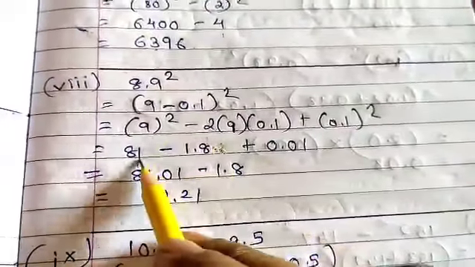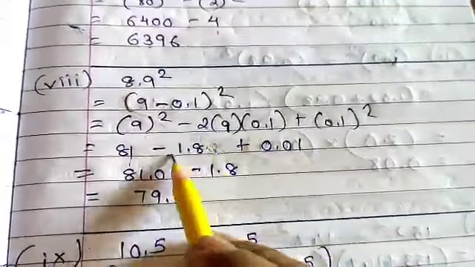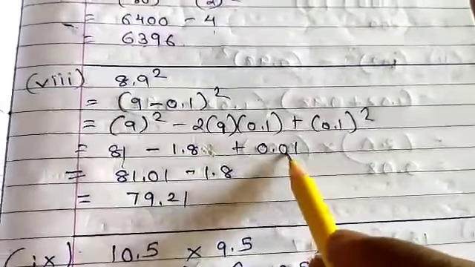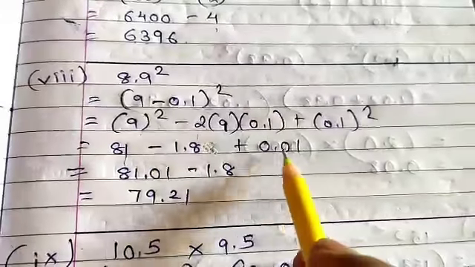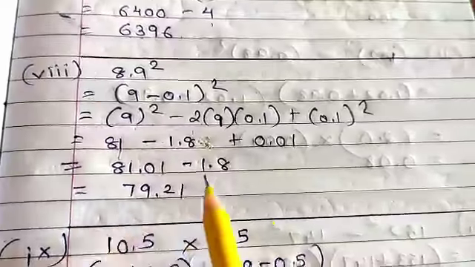Then the square of 9 is 81. Then multiply 2 into 9 into 0.1, you will get 1.8. Then the square of 0.1 is 0.01. When you add 81 plus 0.01 and subtract 1.8 from it, you will get 79.21.